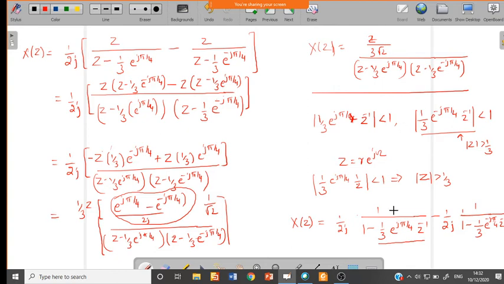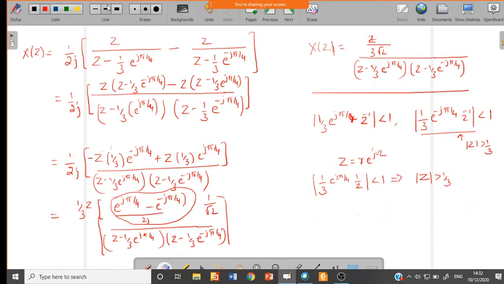So now if you plot that in terms of the z plane, we can represent the z plane like this. Okay, the ROC exists for magnitude of z greater than 1 by 3. Here this is the value of r, the vector. So this is 1 by 3. Whenever z is greater than 1 by 3, you will get the region of convergence.